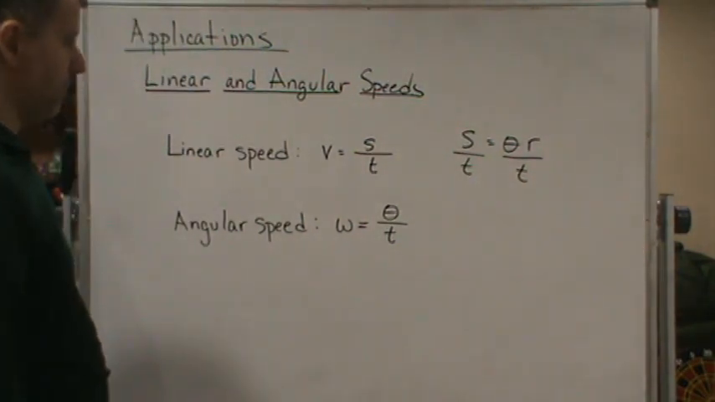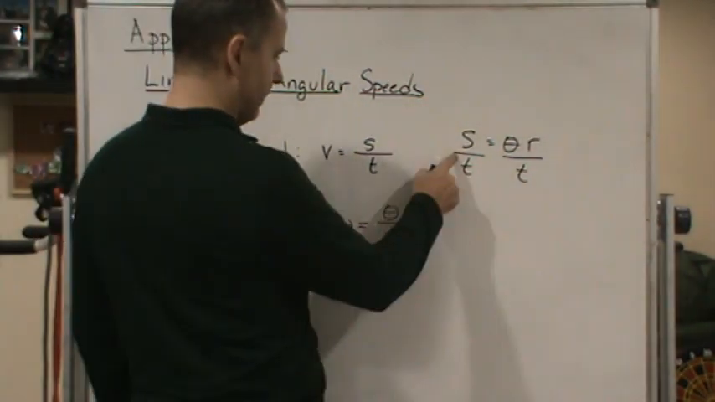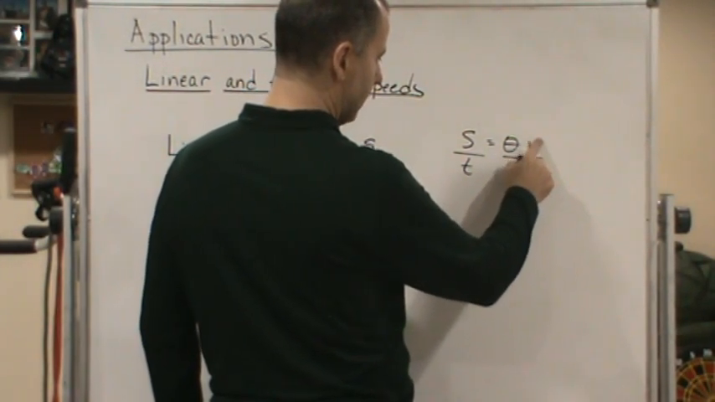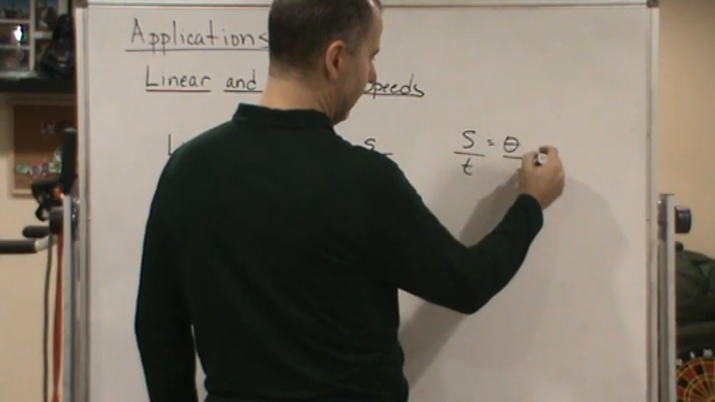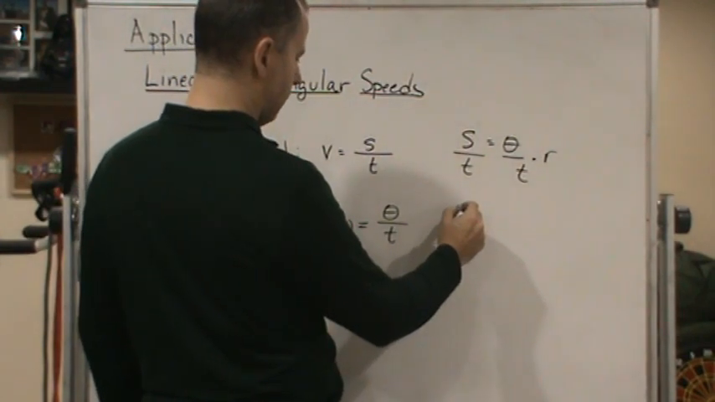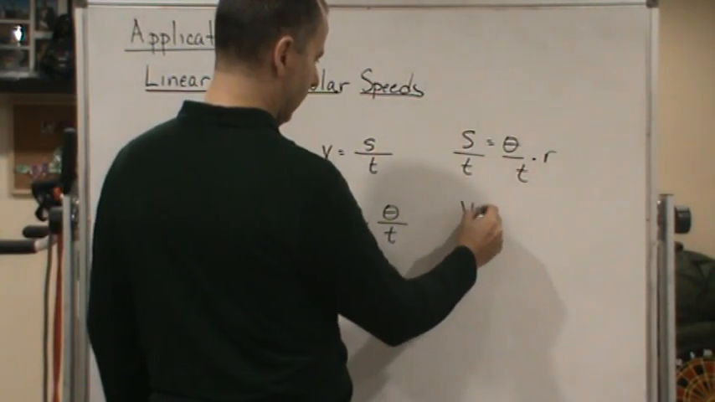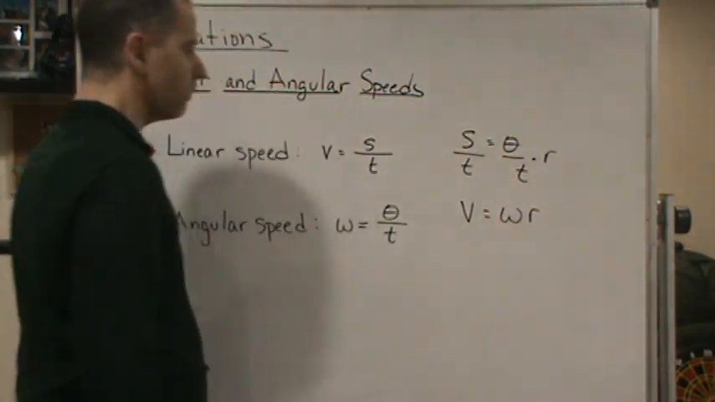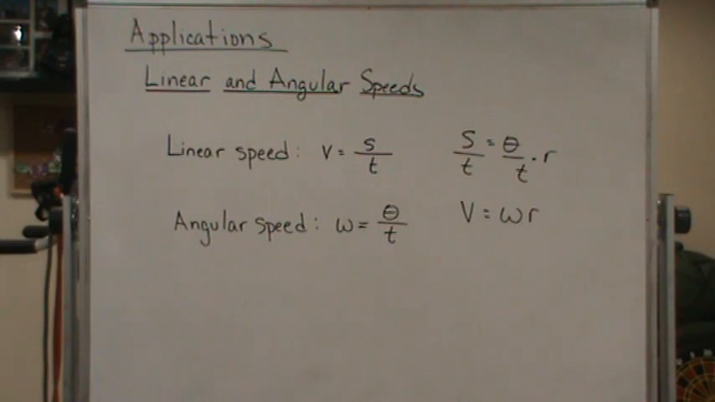Now you can see that this is already V. Over here we've got this R, so if we take the R and rewrite it like that, then it becomes V is equal to omega times R. And that formula relates the connection, the relationship, between linear speed and angular speed. That's one you want to remember.